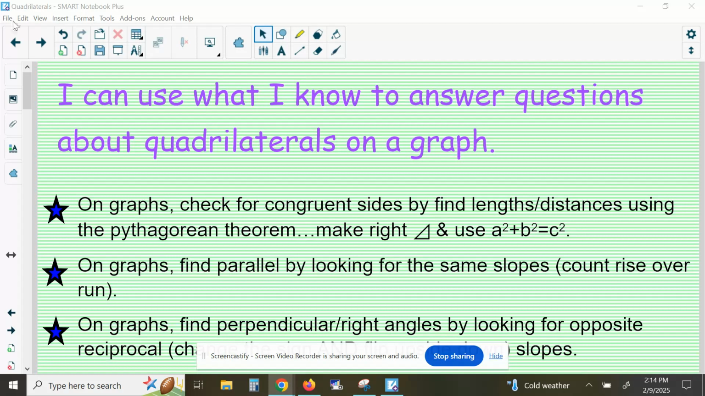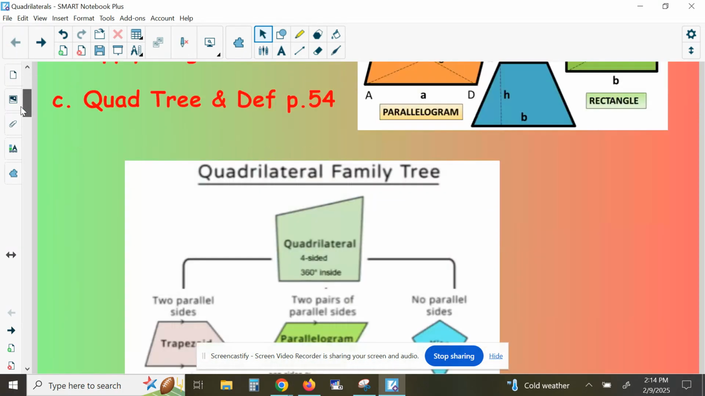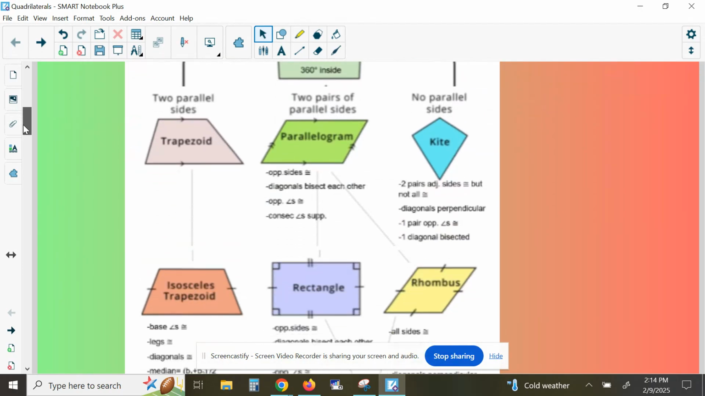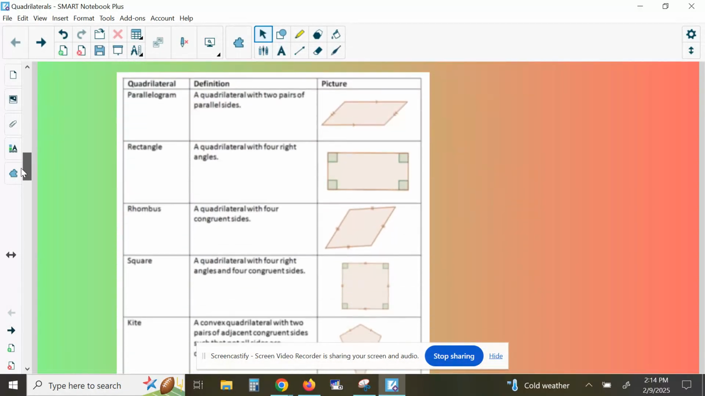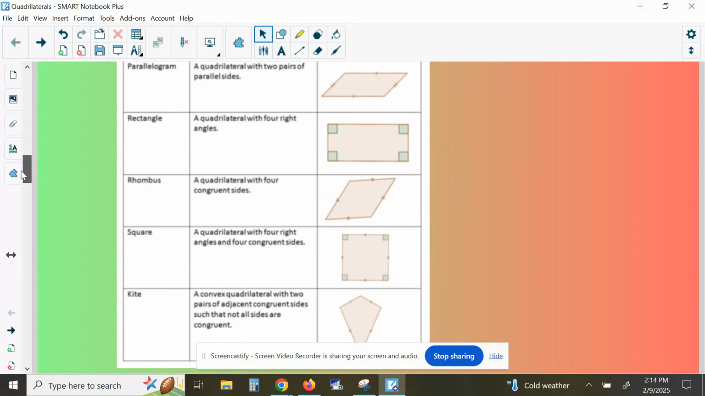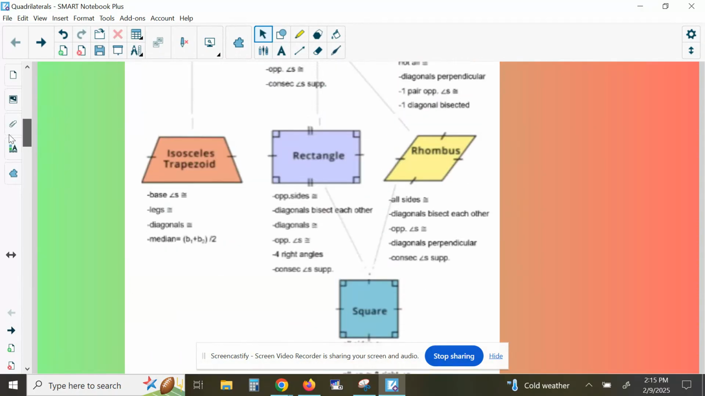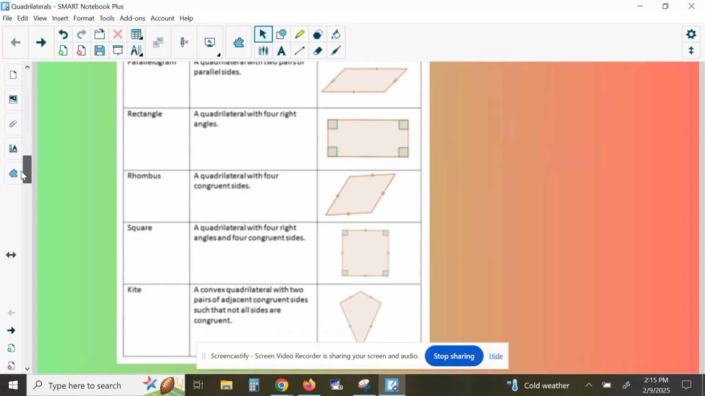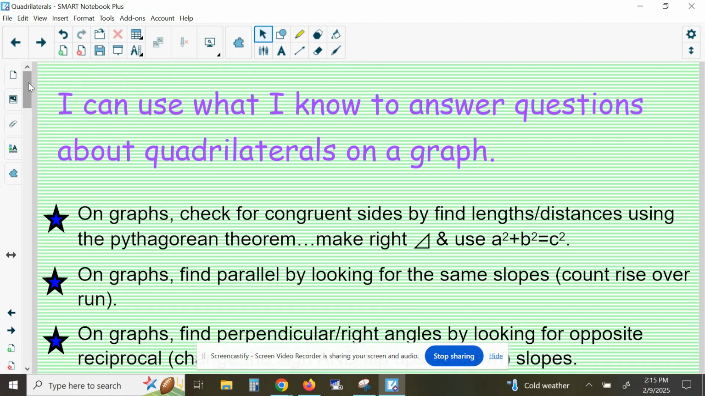So we're going to go ahead and use what we know about quadrilaterals to answer some questions. So we learned about some quadrilaterals. Remember that we have a whole bunch of properties about quadrilaterals, and then we also have some definitions of quadrilaterals. So we're going to use those ideas from the properties and/or from the definitions to be able to prove things when they're drawn on a coordinate plane. So when they are graphed.